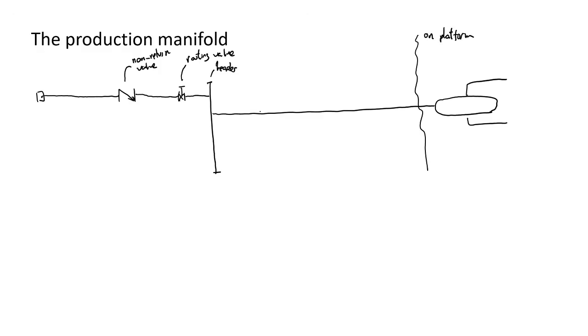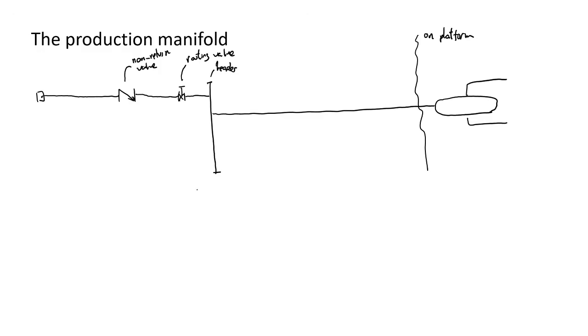Okay, but this part here to the left can also be on the platform, depending on the type of wells. If you have dry Christmas trees, then this will be on the platform. If you have subsea wet Christmas trees, then this will be subsea.